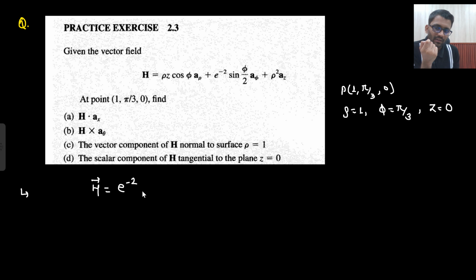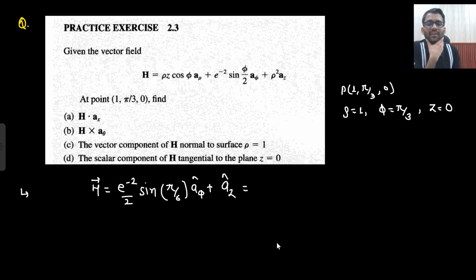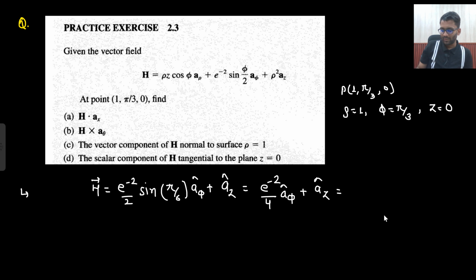What about the second one? E to the power minus 2 sine, what is the value of phi? That is pi by 3, so pi by 6 it would be pi by 6 a phi cap plus what is the value of rho? Az cap. What is sine pi by 6? That is 30 degree, 1 by 2 e to the power minus 2 by 4 a phi cap plus e to the power z, e to the power minus 2, 2 plus minus e to the power minus 2 divided by 4.